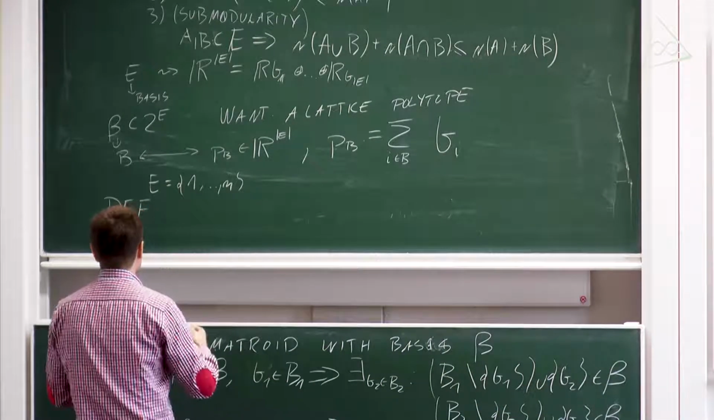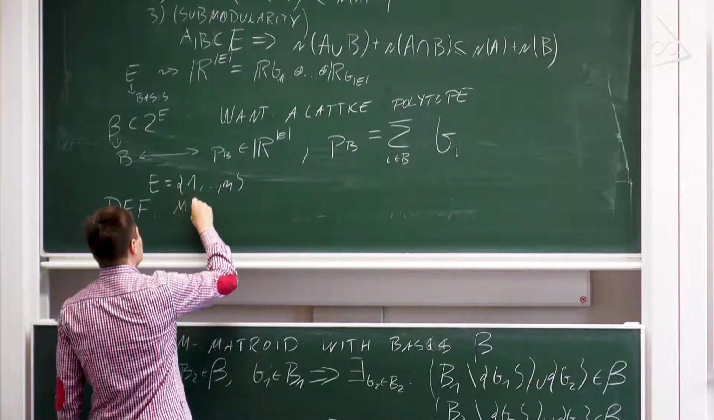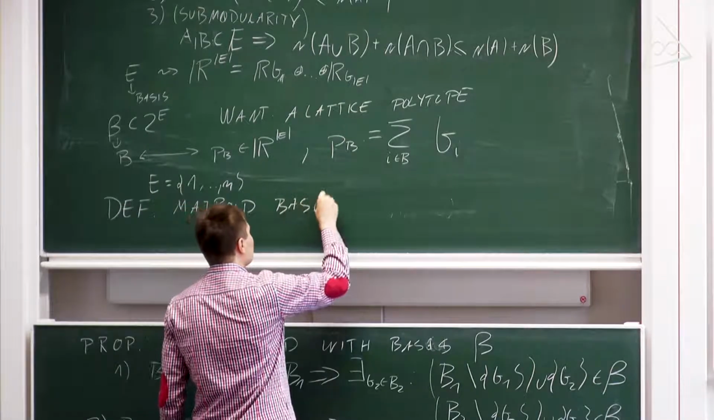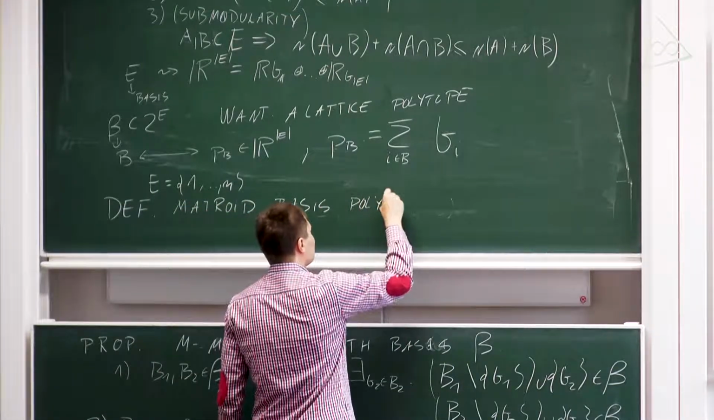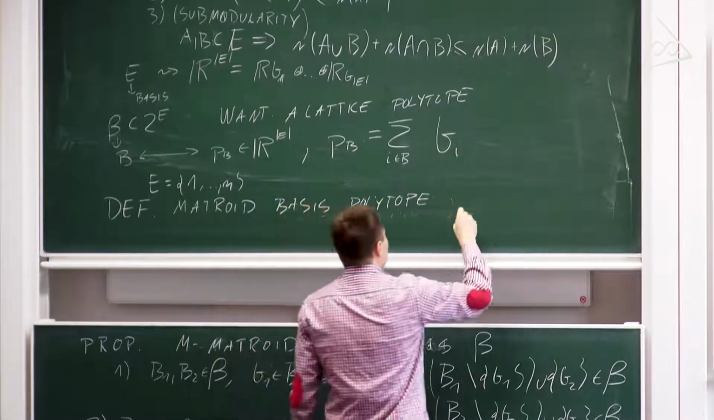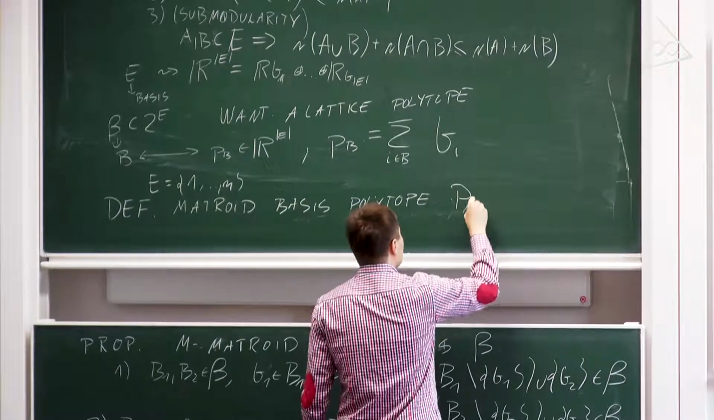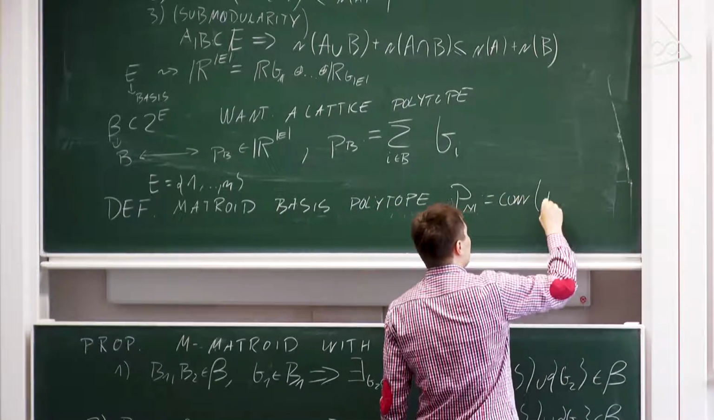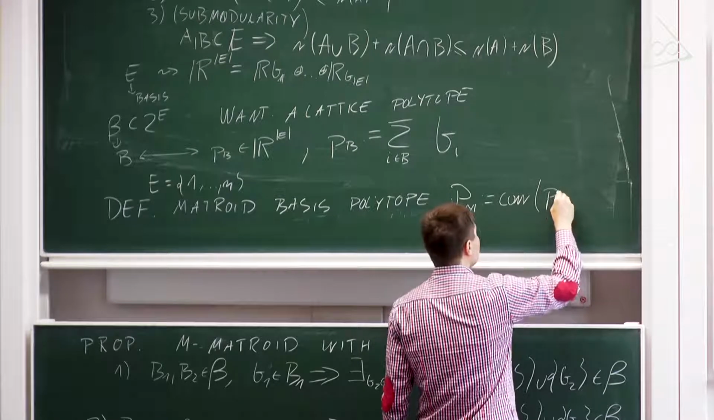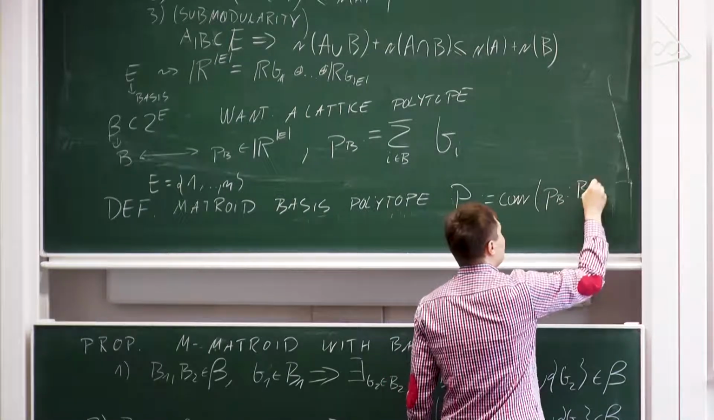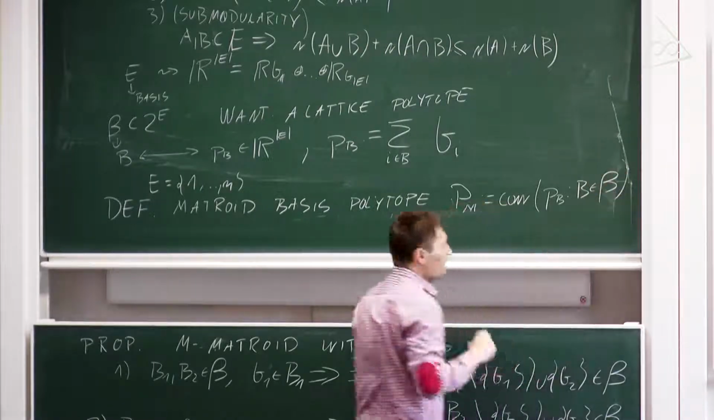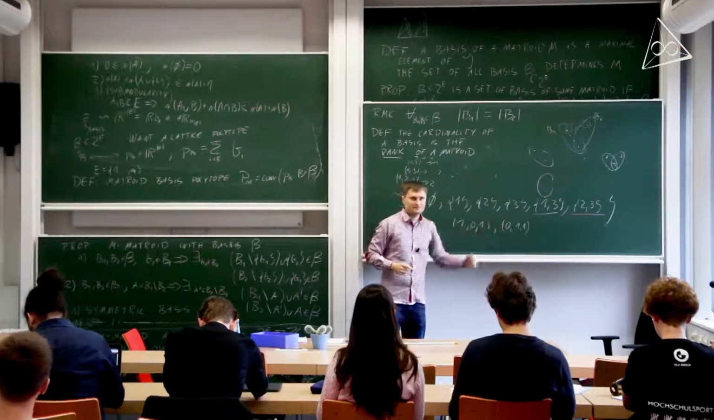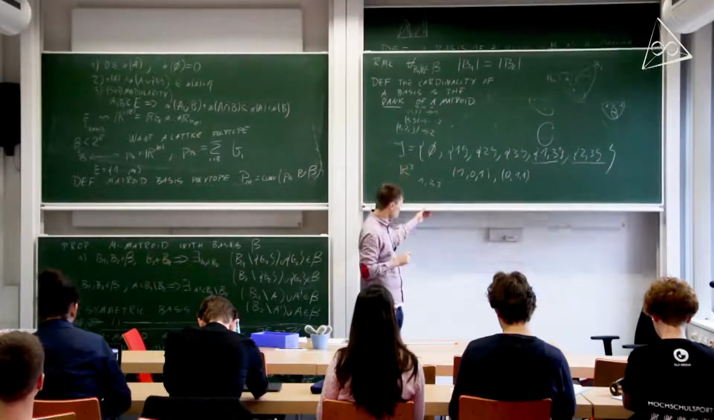Okay. So a definition: a matroid basis polytope P_M is the convex hull of all the points P_B over B in the set of bases. So here it would be just a segment joining these 2 points. Clear? Is the definition clear?